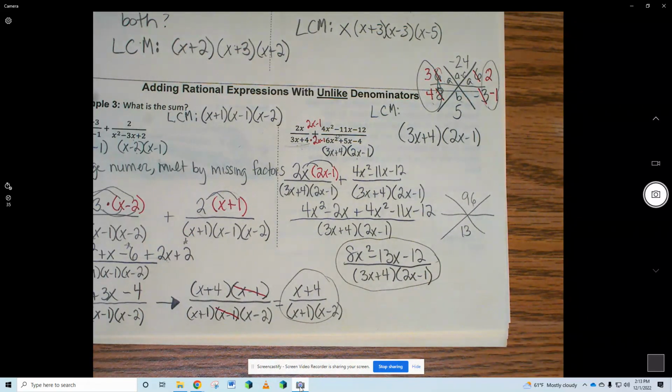All right, you're finding the common denominator, making new fractions, and then putting the numerators together, simplifying, and all that. All right, good job. Thank you.